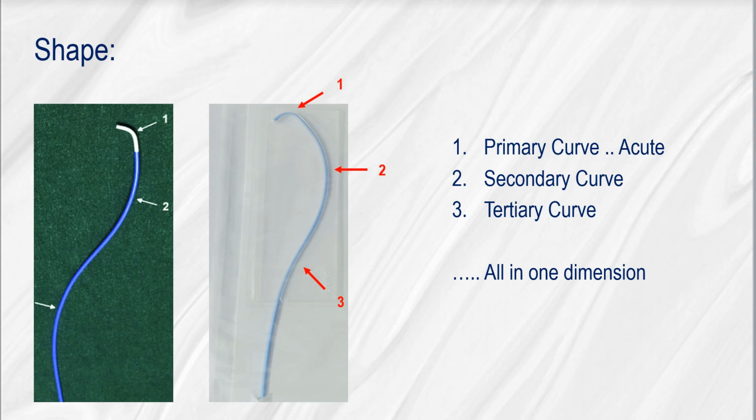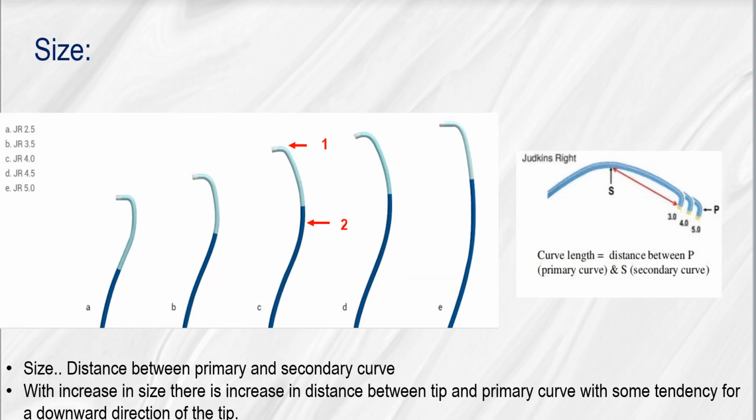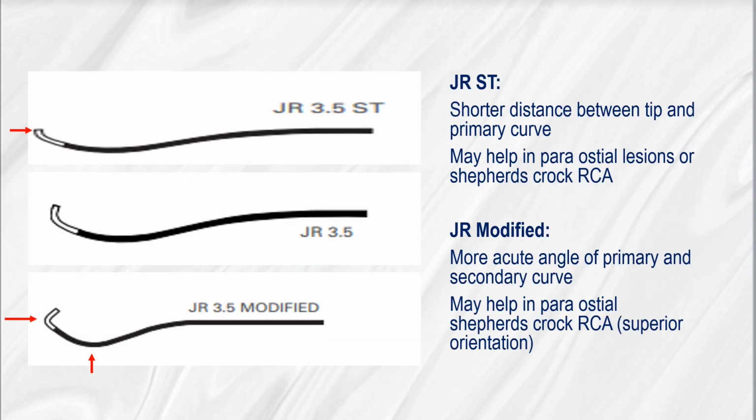Regarding the design, the shape of the catheter has a primary curve, which is acute, and secondary and tertiary curves, all in one dimension. The size of the catheter is according to the distance between the primary and secondary curve. With an increase in size, there is an increase in distance between the tip and the primary curve, with some tendency for a downward direction of the tip.